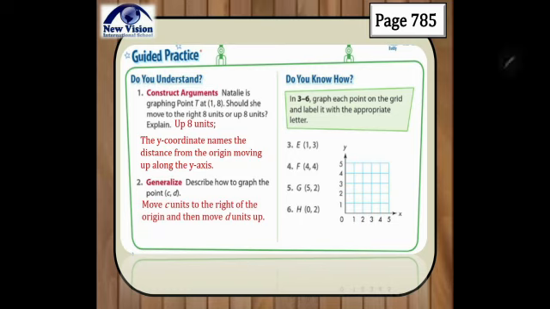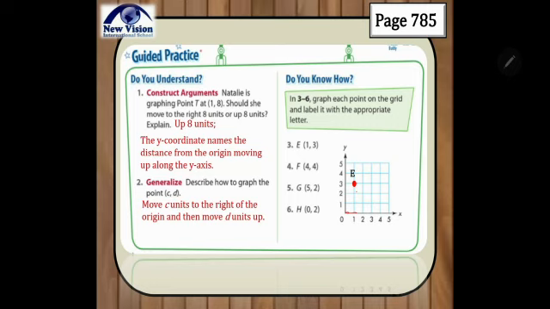In 3 to 6, graph each point on the grid and label it with the appropriate letter. For number 3, we have point E with the ordered pair (1, 3). So from 0, we will move 1 unit to the right. And 1, 2, 3 units up. So here is our point E.